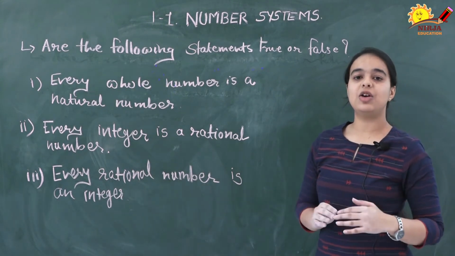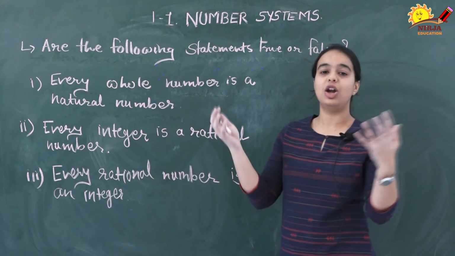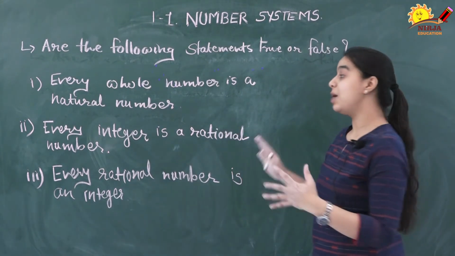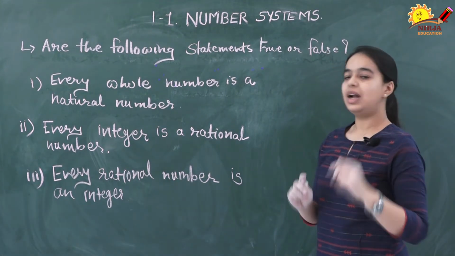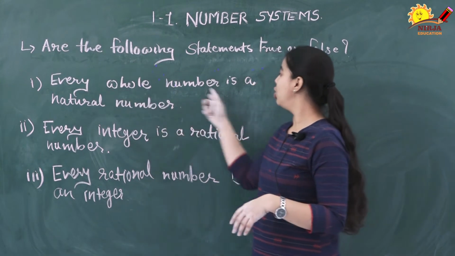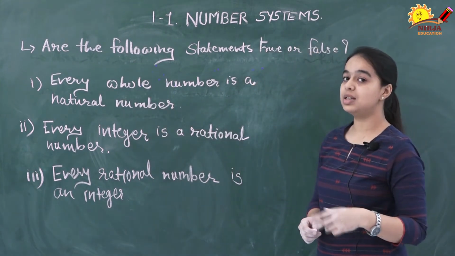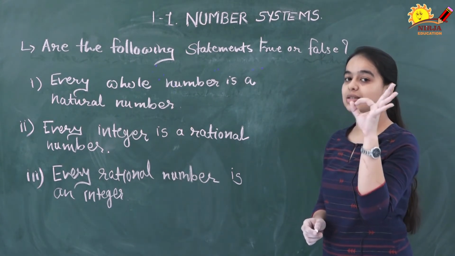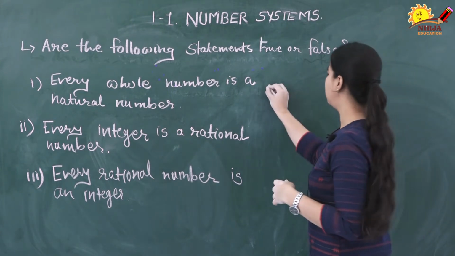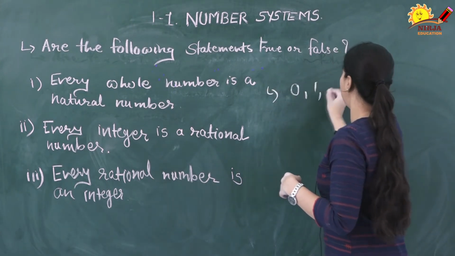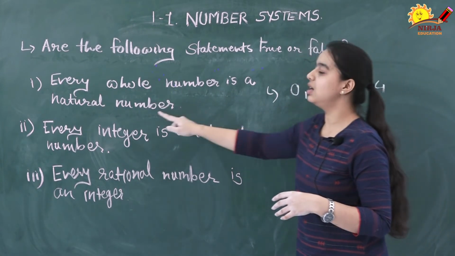Don't panic. Whenever students get this kind of sentences, they get a lot of confusion in their minds. But here I am going to show how to solve this kind of sentences in an easier way. Let us take the first statement: every whole number is a natural number. Now you all know what whole numbers are. The numbers including 0, 1, 2, 3, 4 and so on we call whole numbers. So let's write 0, 1, 2, 3, 4. Every whole number is a natural number.